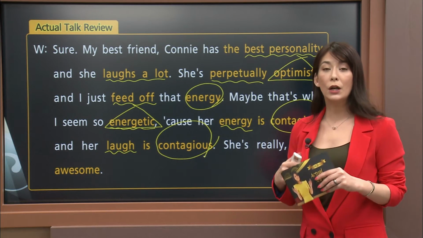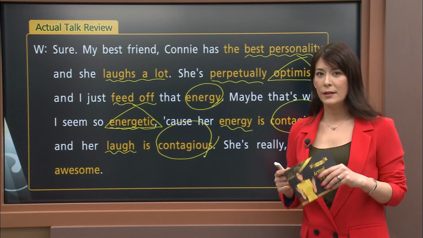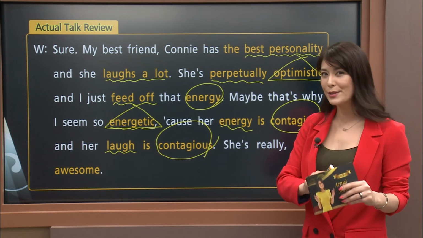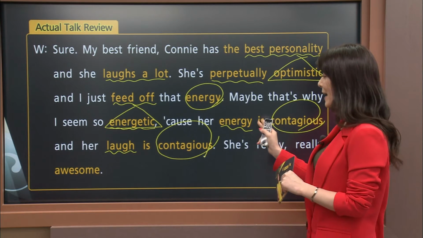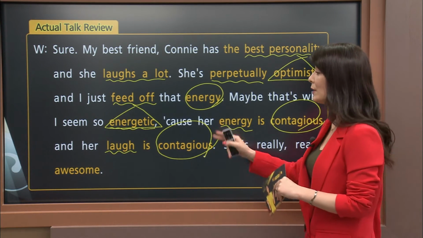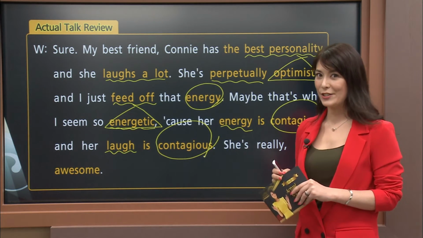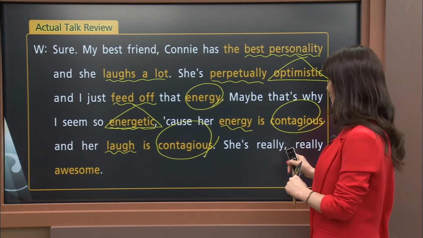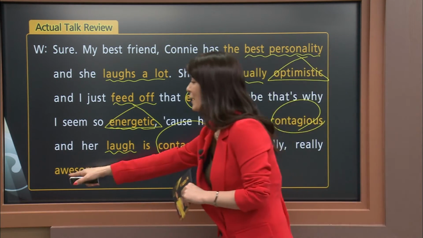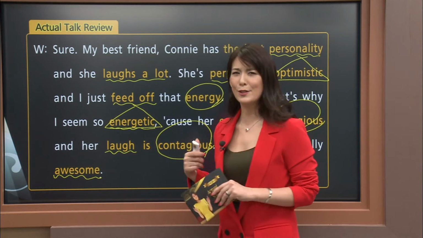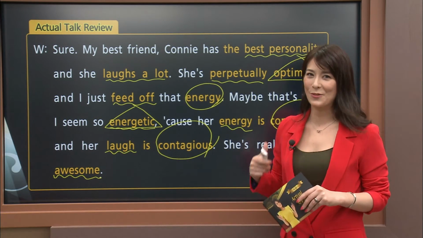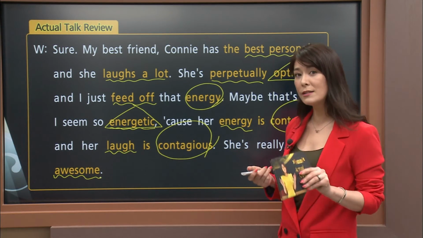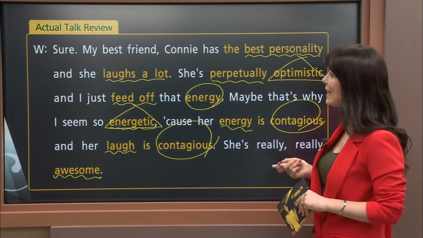For example, a cold is contagious. Some viruses, virus can be contagious. It can spread from one person to another. But you can say energy is contagious and her laughter or laugh is contagious, meaning it spreads from one person to another. She's really, really awesome. You know this word awesome, which means super, great, excellent, great, okay? So awesome, meaning she's an awesome person with an awesome personality.